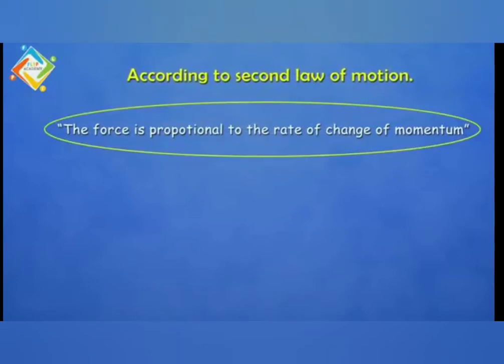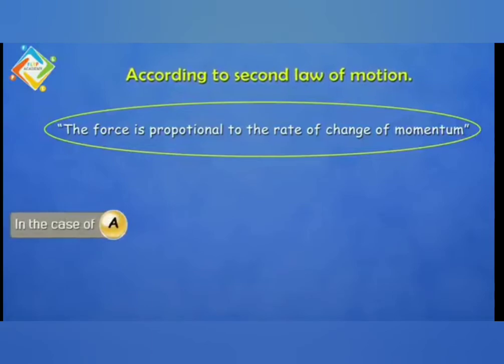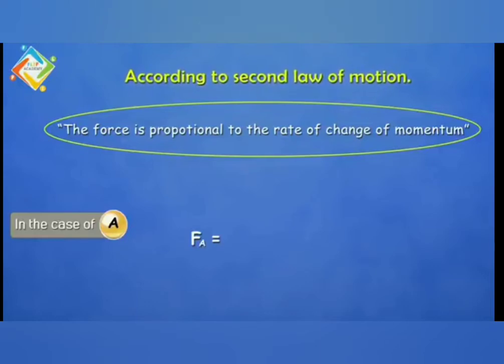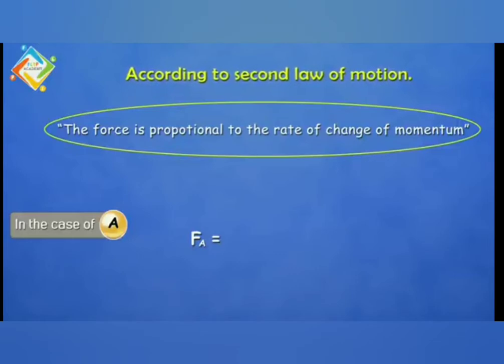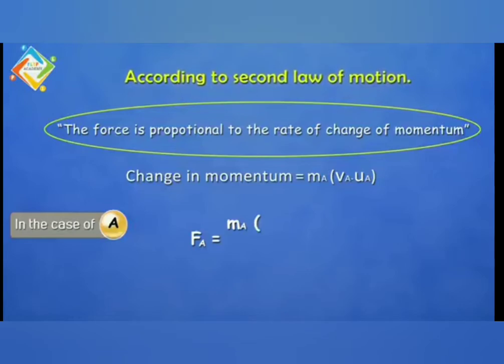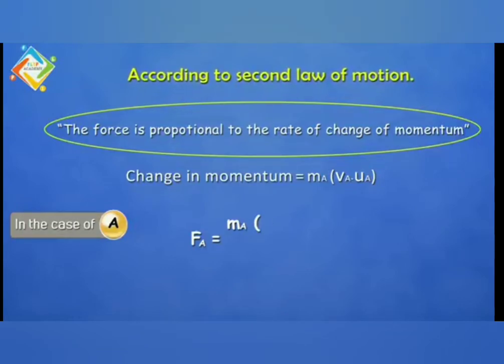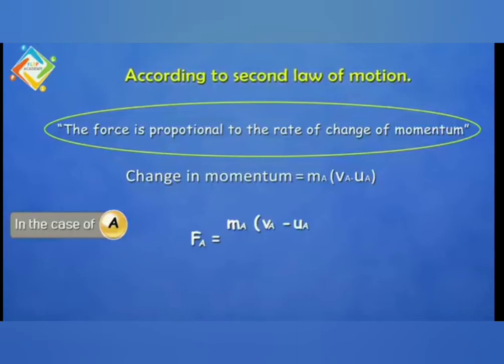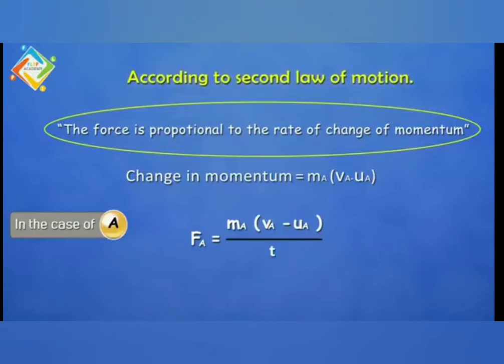So we can say that in the case of ball A, the force exerted, FA, is equal to the rate of change of momentum. The change of momentum, as we have already calculated in the above equation, is MA multiplied by the whole bracket, and inside the bracket there is VA minus UA. It is divided by t because we are considering the rate of change of momentum.